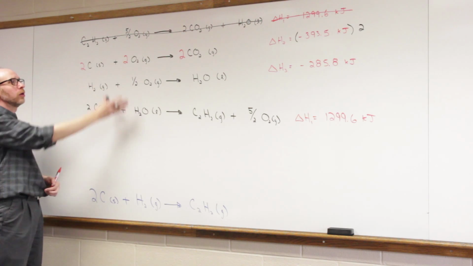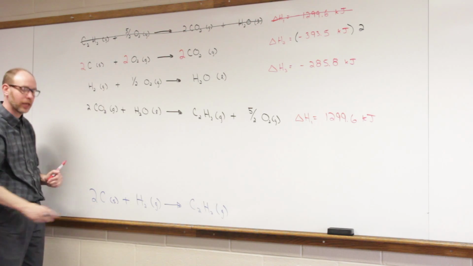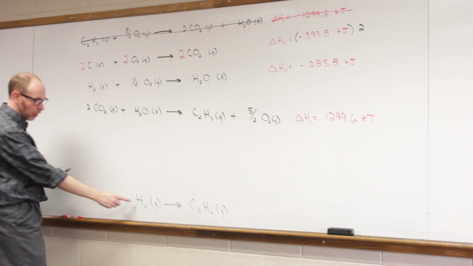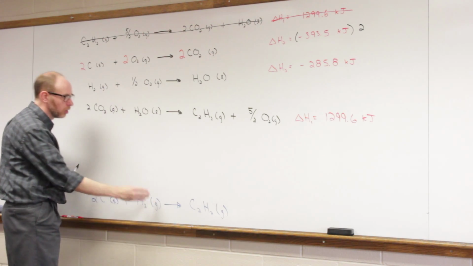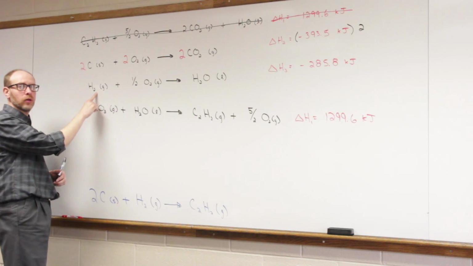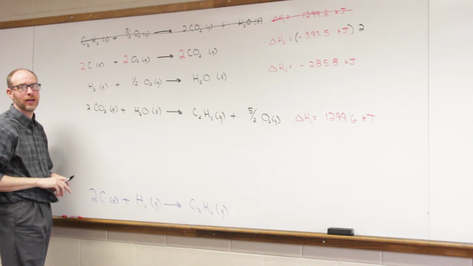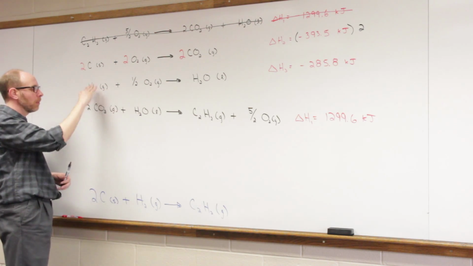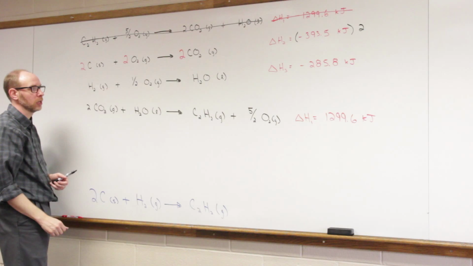Good. So now, when we add these together, we've assured that we're going to end up with 2 carbon. Okay. How about hydrogen? Well, I've got 1 hydrogen molecule here, I've got 1 hydrogen molecule here, and this is the only equation that has hydrogen in it. So I don't need to balance that one at all. When I add them up, I should end up with 1 hydrogen.